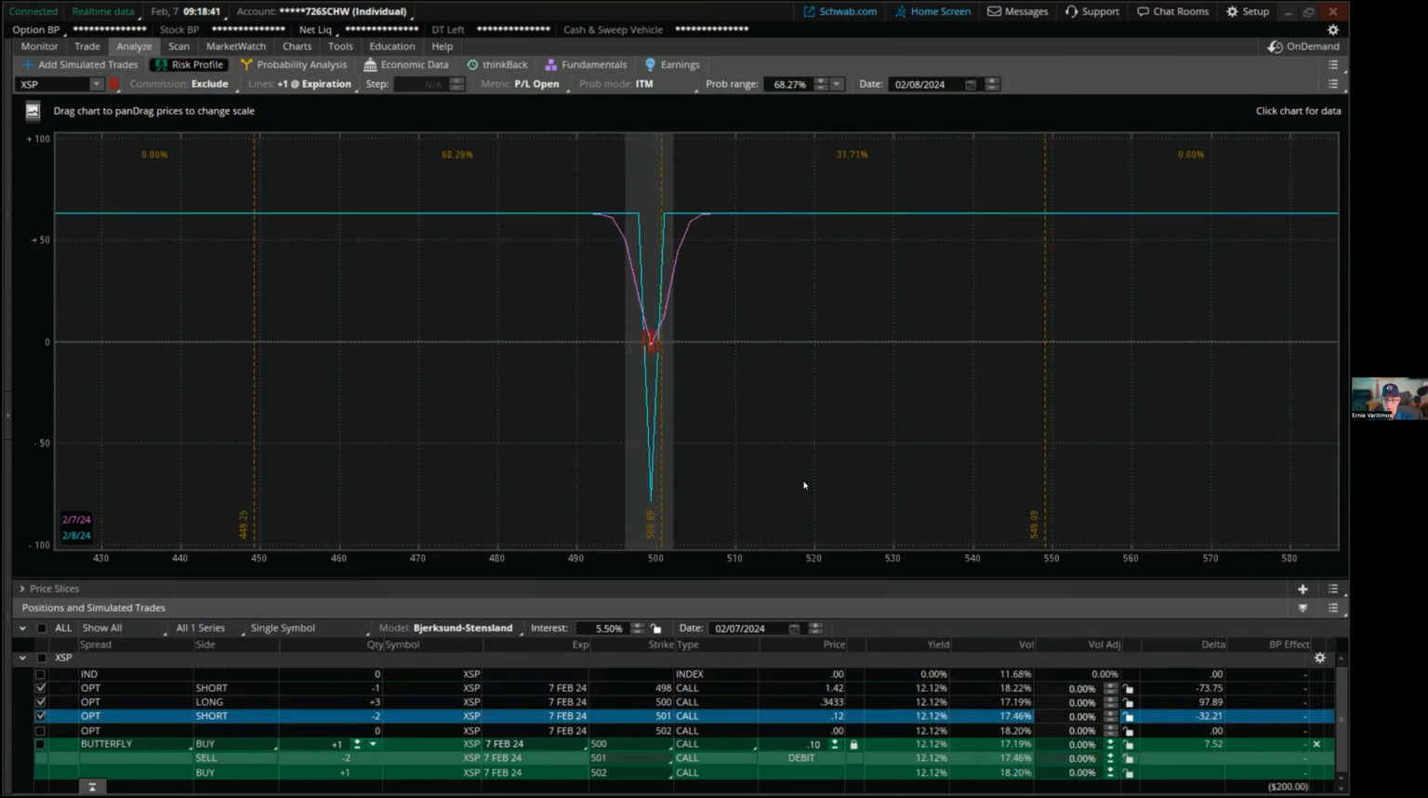You have a short butterfly on. Now, what you want to hope for is that it doesn't end up right in the middle of that butterfly, because that represents, it looks like about $75 of risk, but you also have about $65 of potential profit. So if it ends up on either side of that butterfly, you're going to make about $65, $70. If it ends up right in the middle, which is a low probability, you can lose up to about $75.